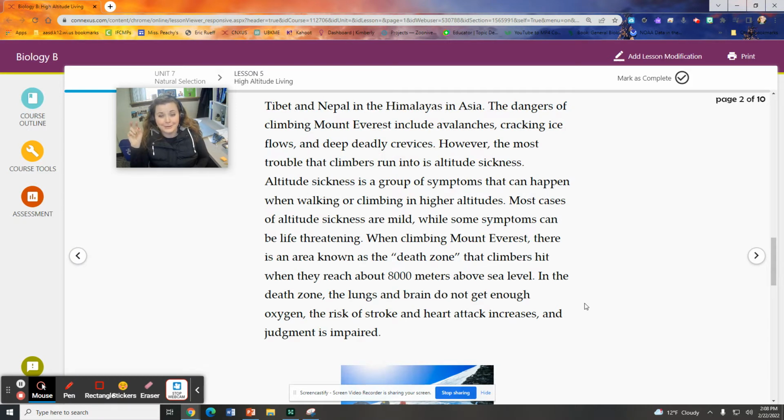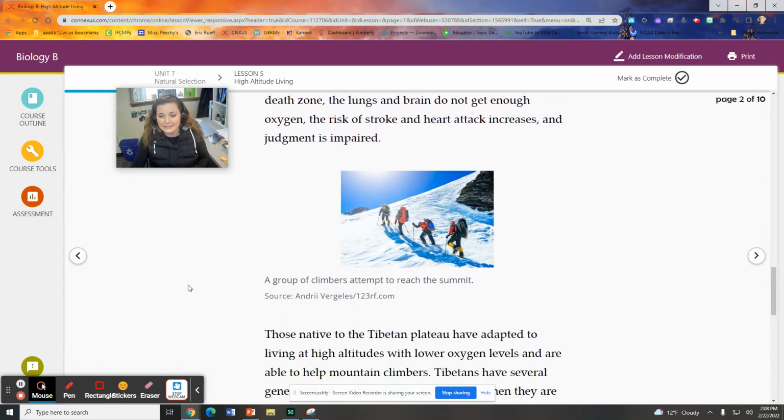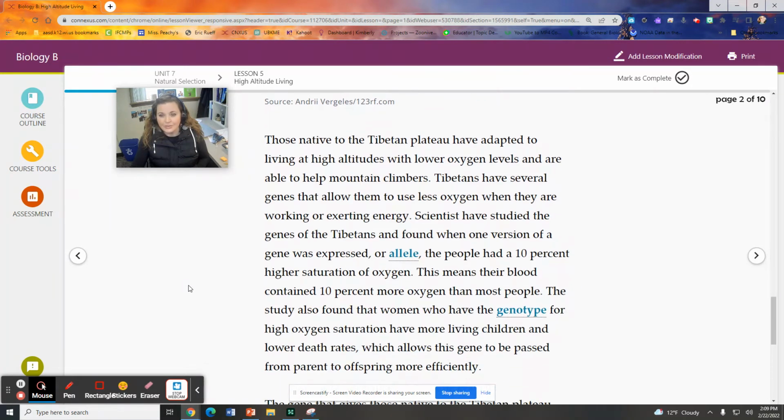In the death zone, sorry, guys, it's called the death zone for crying out loud. The lungs and brains do not get enough oxygen, and the risk of stroke and heart attack increases, and judgment is impaired. However, those that are native to the Tibetan Plateau have adapted to living at high altitudes with lower oxygen levels and are able to help mountain climbers.